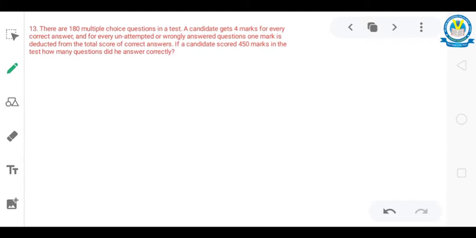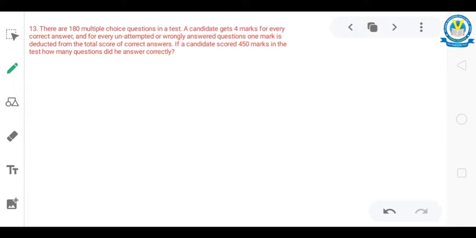In this class we will discuss 8th class mathematics chapter number 2, exercise 2.2, question number 13. There are 12 multiple choice questions in a test. A candidate gets 4 marks for every correct answer, and for every unattempted or wrongly answered question, 1 mark is deducted. Deducted means subtracted from the total score of the correct answers. If a candidate scored 450 marks in the test, how many questions did he answer correctly?